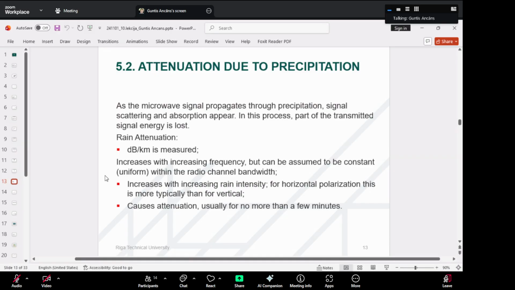Rain attenuation increases with increasing rain intensity. For horizontal polarization, this is more typical than for vertical. It causes attenuation usually for no more than a few minutes, but of course this depends on the duration of the rain and rain intensity.